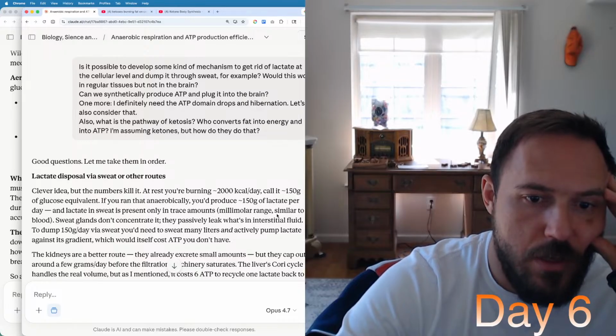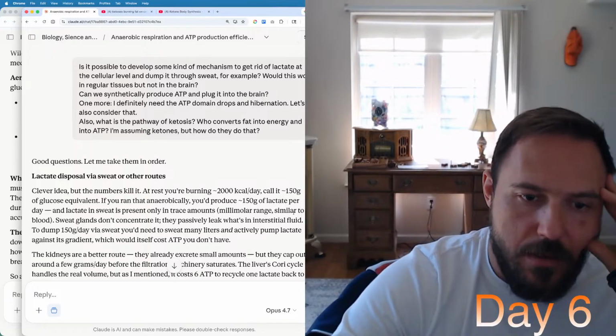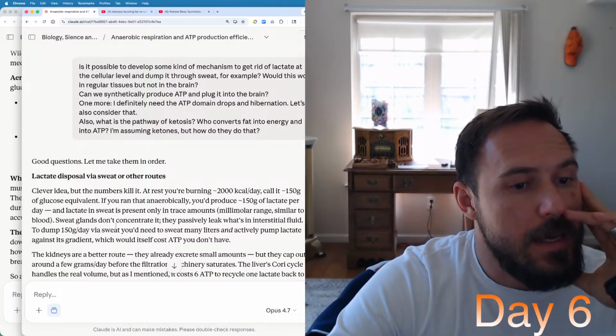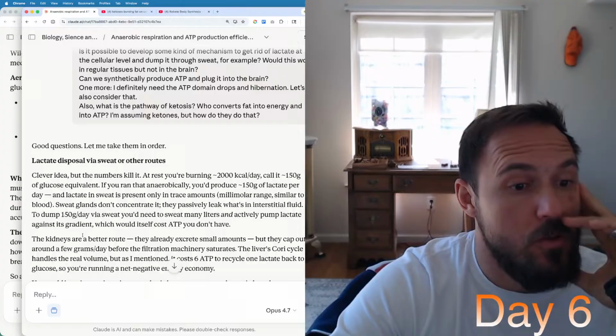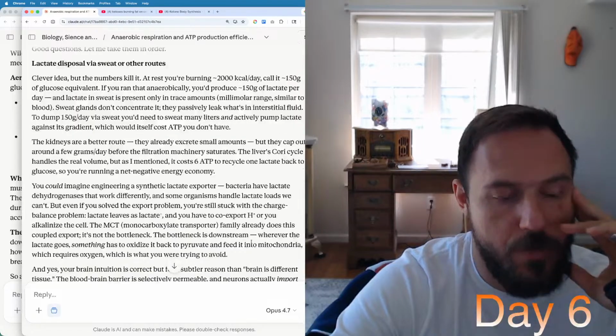Millimolar range, similar to blood. Sweat glands don't concentrate it. They passively leak what's in interstitial fluid. To dump 150 grams per day via sweat, you'd need to sweat many liters and actively pump lactate against its gradient, which would itself cost ATP you don't have. Okay, fair enough.